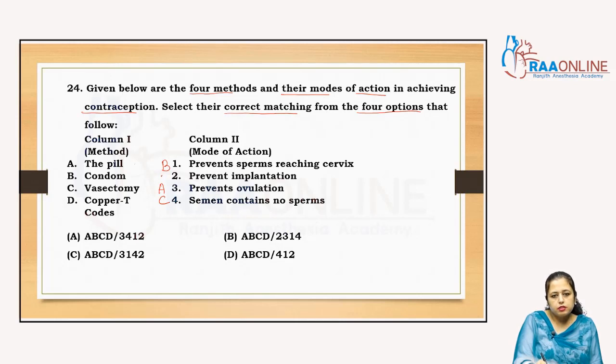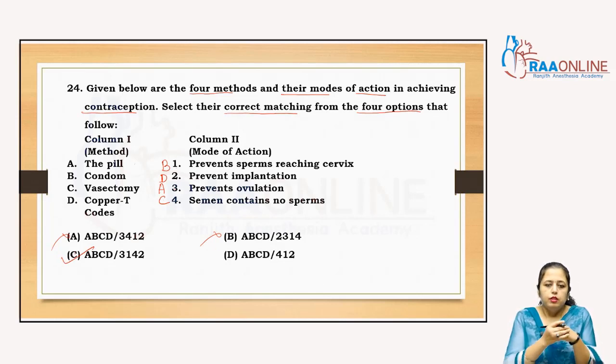That is D. So 3, 1, 4, 2. 3142, right? So the answer is C. Reproductive health is completed in the form of questions. Thank you.